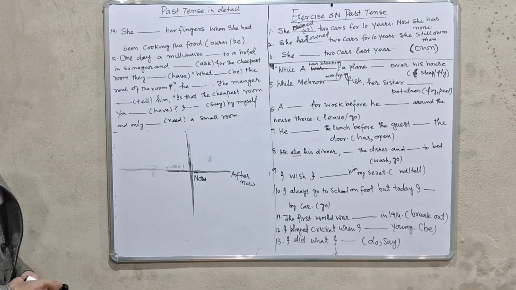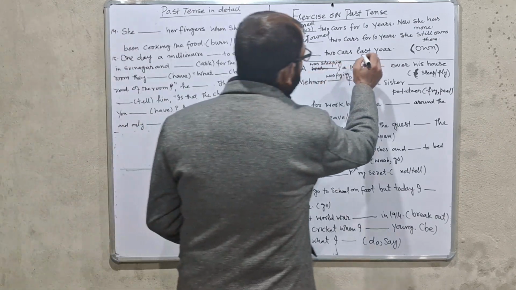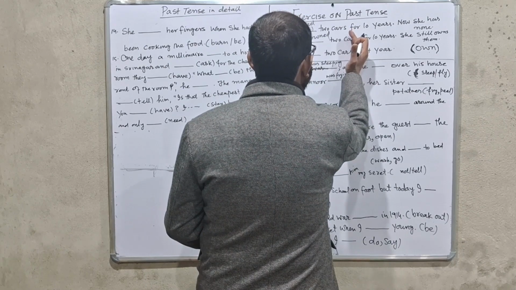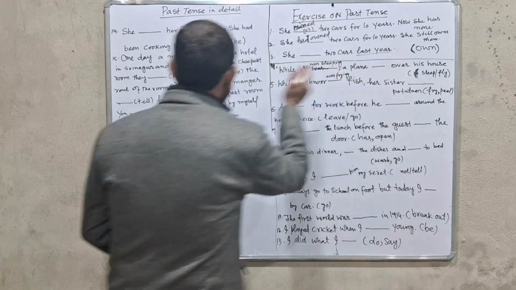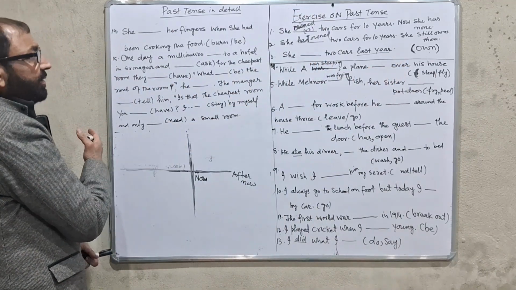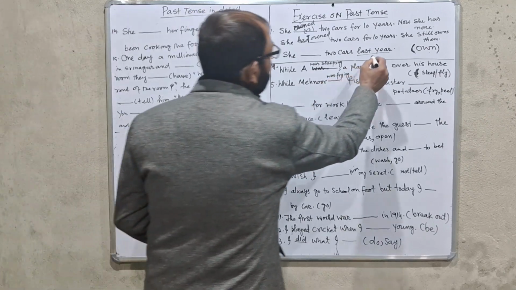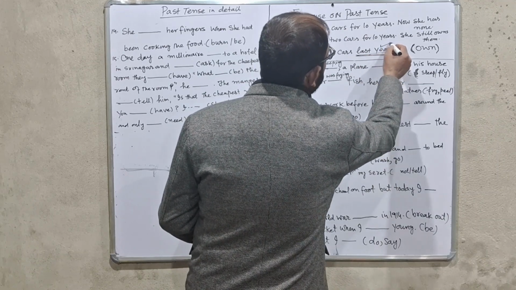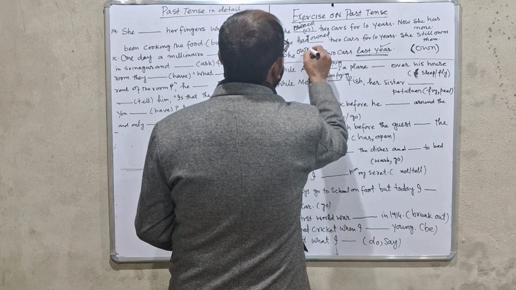Item number three: she ---- two cars last year. Now ask yourself a question: she ---- two cars, when? Last year. So the time is gone. The time is past. Therefore, the action is in the past and ended in the past. The time adverbial like last year tells you to use past simple: she owned.